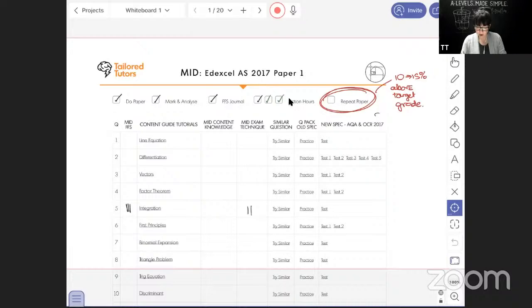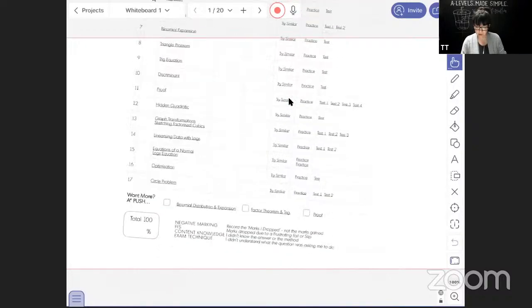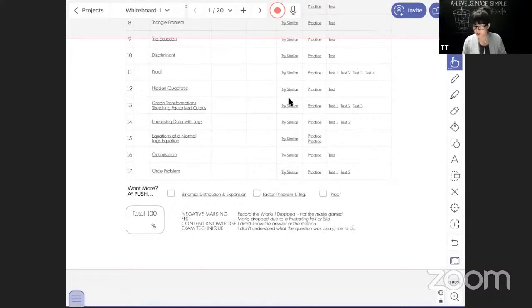Right. We are coming towards the end of today. So I'm going to do what you said you wanted and talk to you about these A star questions. So if you are going for an A star, what you really need, apart from your FFS Journal, because you need to be making really sure that you eliminate those mistakes.